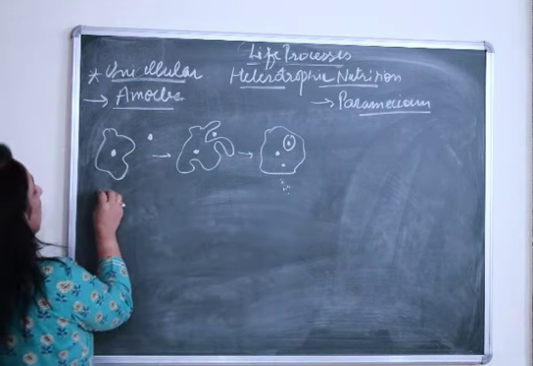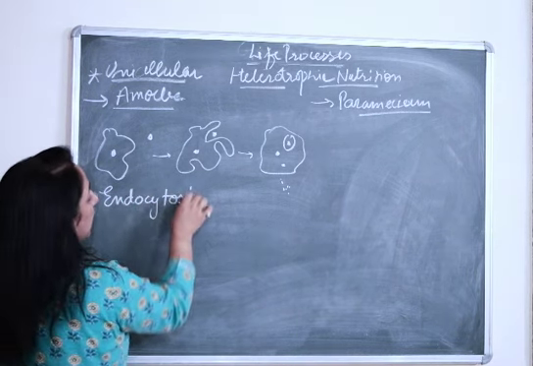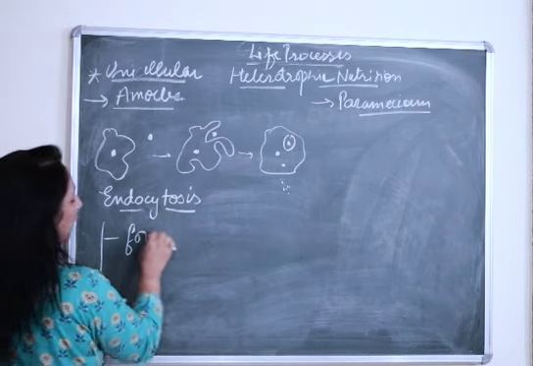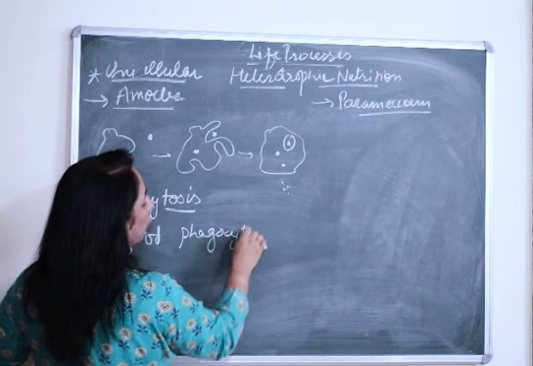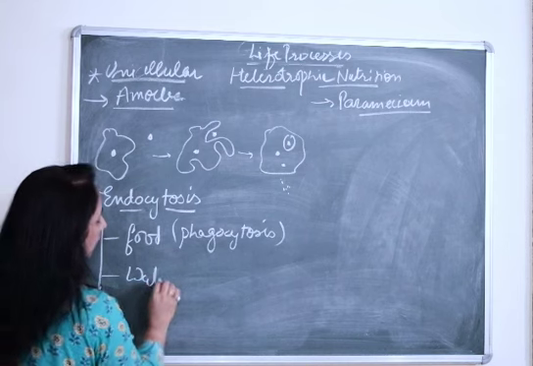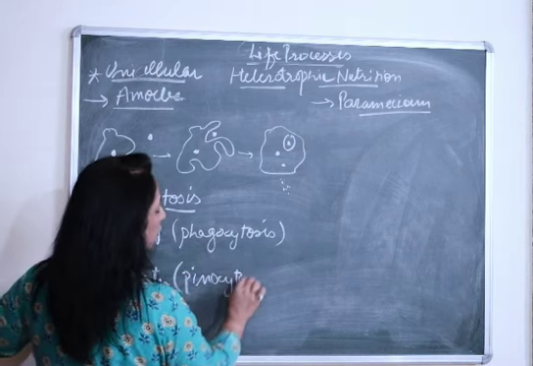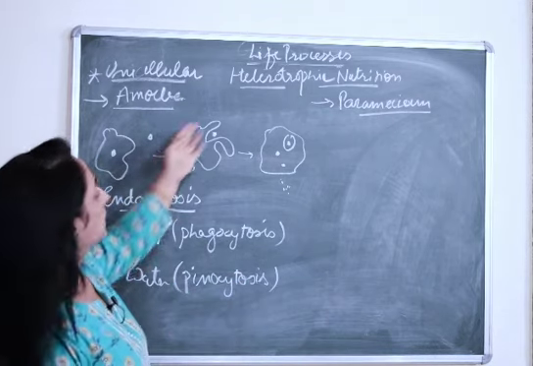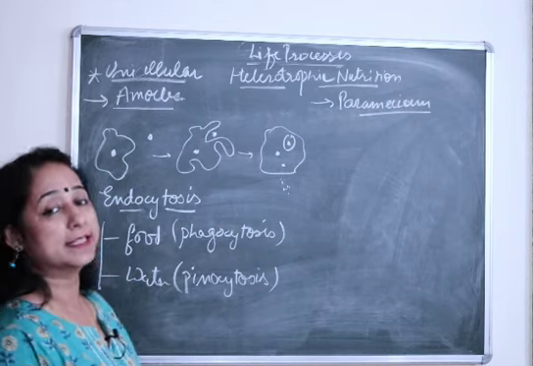This process is known as endocytosis. Whenever it takes in solid food, we call it phagocytosis, and whenever it takes in water, we call it pinocytosis. This is nutrition in amoeba. So it can take place from any surface of the body, and the extension, pseudopodia, is required.